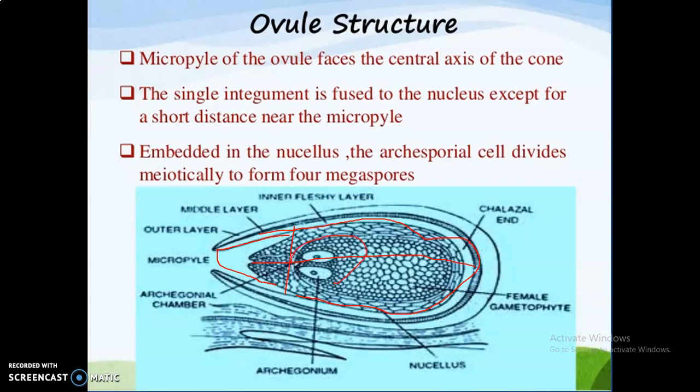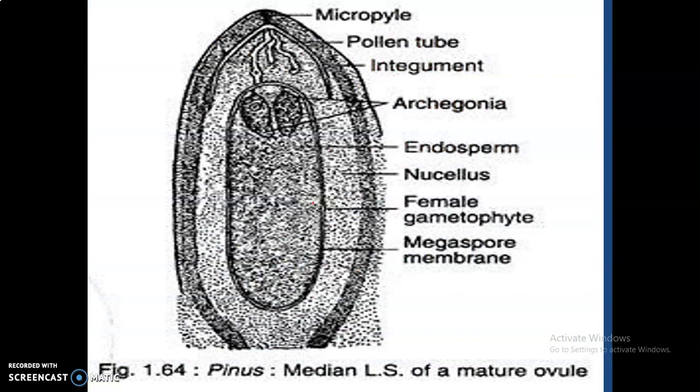These are the 2 archegonial cells, embedded in the nucellus. These archegonial cells further divide and form the egg cells, or form the megaspore tetrad. This is the structure of the mature ovule. This is the micropylar region. These are the pollen tubes of the germinating microspores. Integument, archegonia, endosperm, nucellus, female gametophyte and the megaspore membrane.